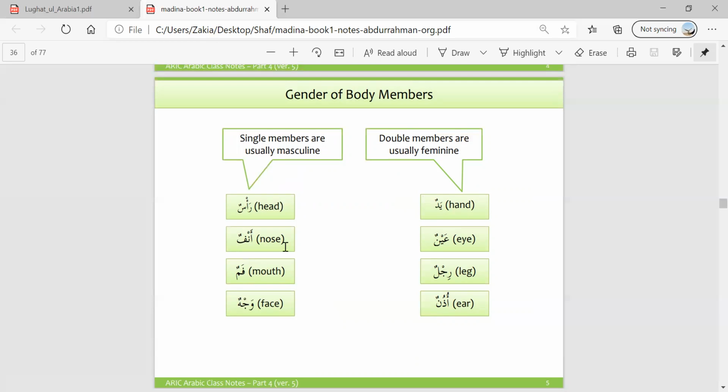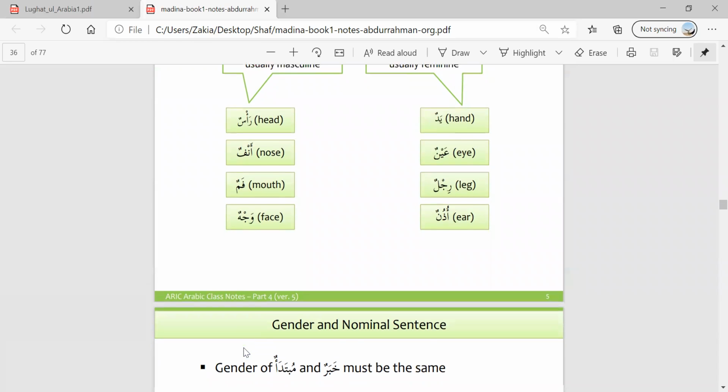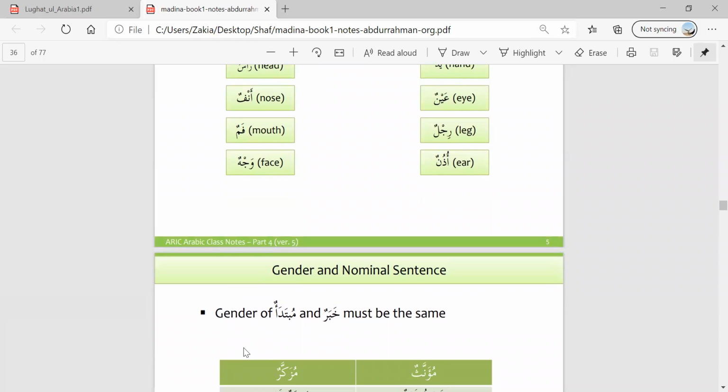Then you have ra'sun, which is the head, anfun, which is the nose, fammun, the mouth, and wajhun, which is the face. You have to learn them. By the way, this comes with revision. There is no easy way of knowing them. You just need to sit down and revise which are feminine and masculine nouns, especially those that don't take a dhamma.